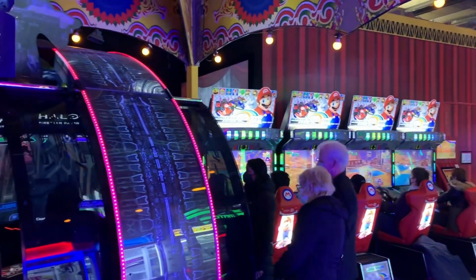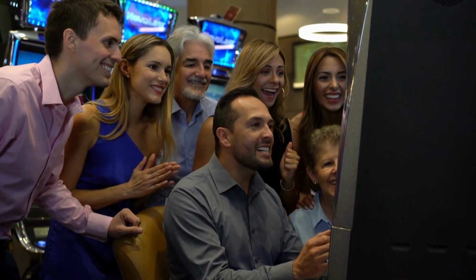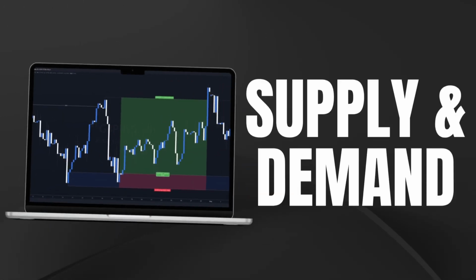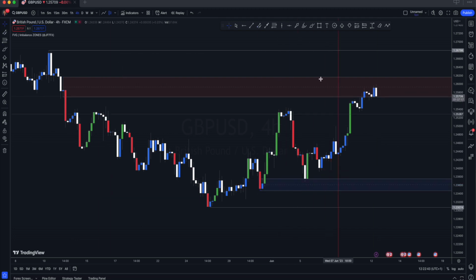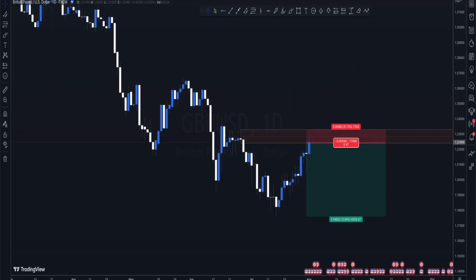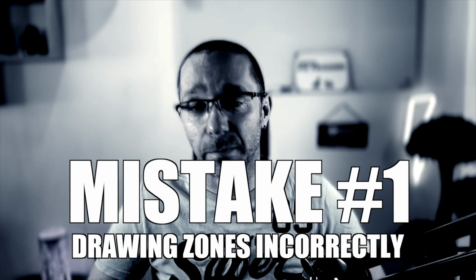So at some point in your life, you've been to the amusements, the arcades, right? And you've had to go on those slot machines. Now we all know we have a 50-50 chance of winning, but applying the right strategy, you could potentially increase those odds. Now the same could be said with a supply and demand trading strategy. And when you're actually marking out your zones of supply and demand, you need to be marking them out in a correct format so you actually increase those odds of having a winning trade. And that's the first big mistake that you are making with supply and demand zones.